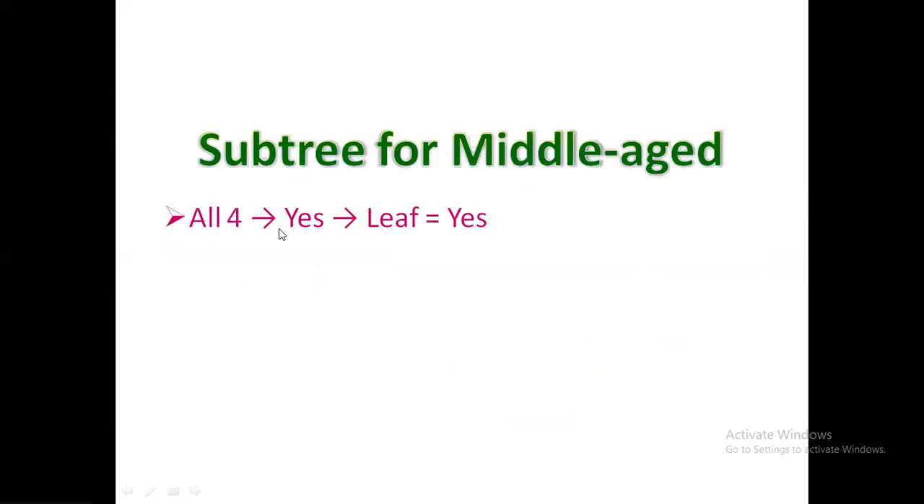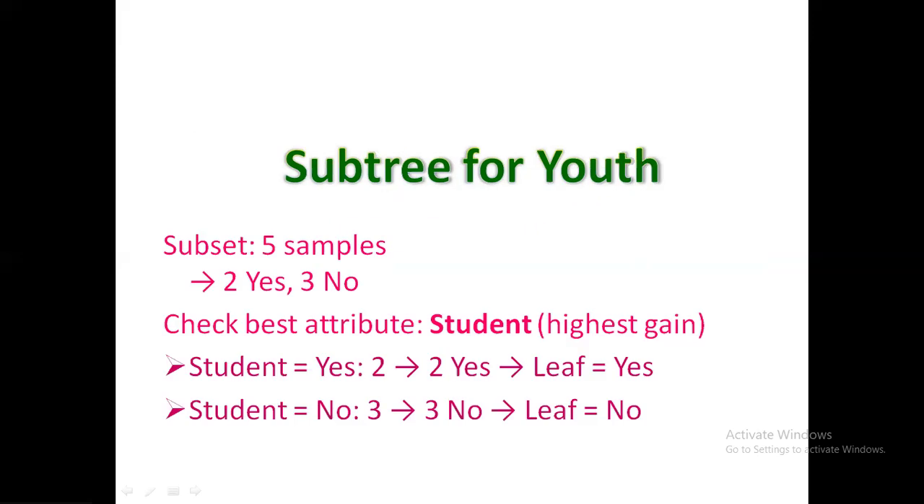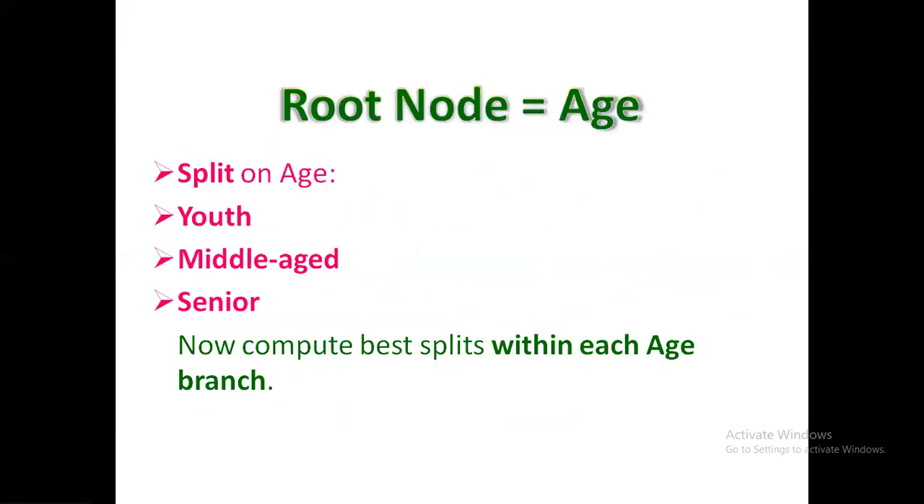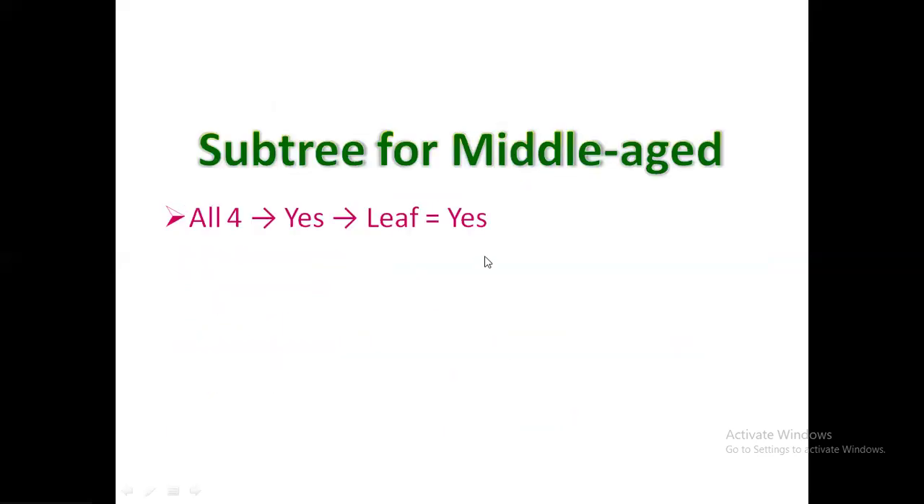And the subtree for middle-aged is all four are yes. As far as the subtree, the student is considered yes or no. So for middle-aged there are only two values, and all four are yes. We can call it a leaf node.